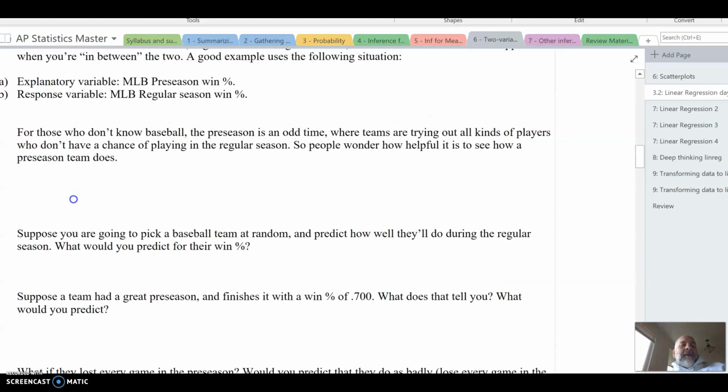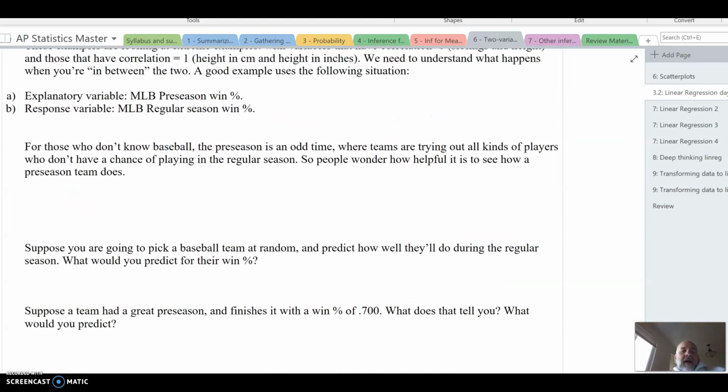All right. So, Major League Baseball. You've got preseason win percent and regular season win percent. If you don't know baseball, in the preseason they have a ton of extra players who aren't going to be a part of the team. The fact that they're preseason games, and you're not ready to play the regular season yet, impacts things. You have a ton of players you never intend to put on the major league roster. So the win percentage in preseason doesn't tell you that much about the regular season afterwards. But let's tell you a little bit about that.